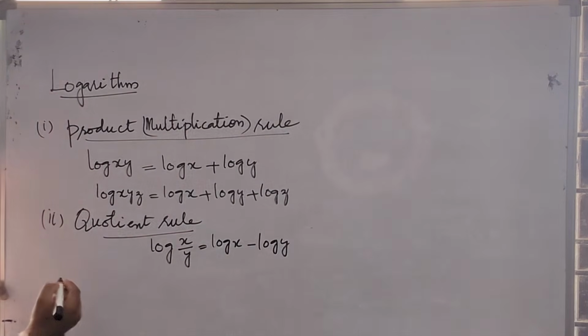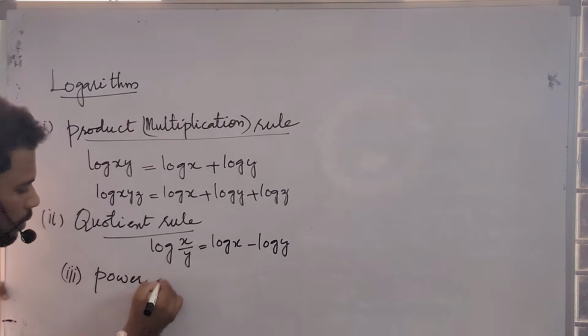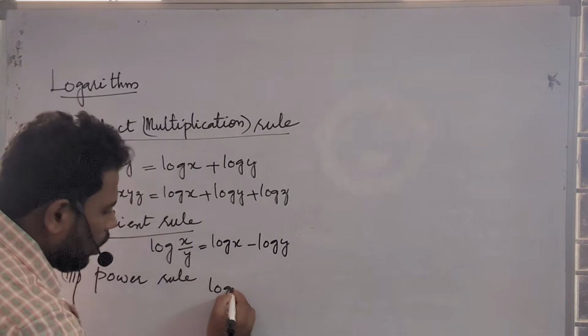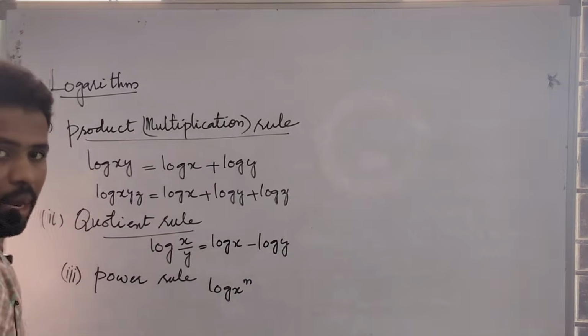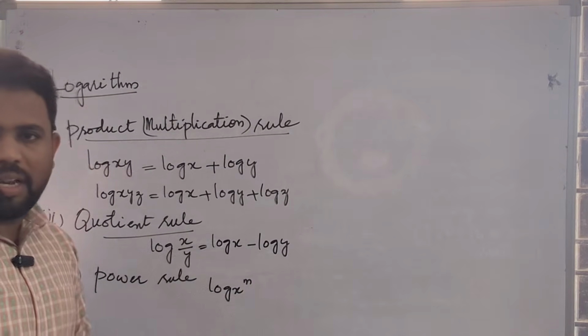We are going towards the third rule. Rule number 3 is known as what? Power rule. And here in the power rule, we have log x power n. Here n is in a power.